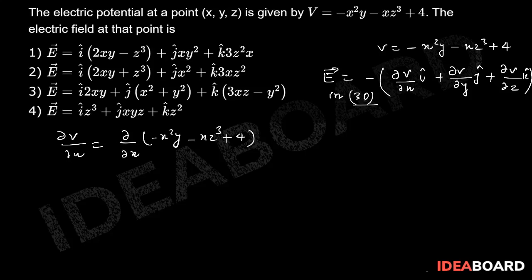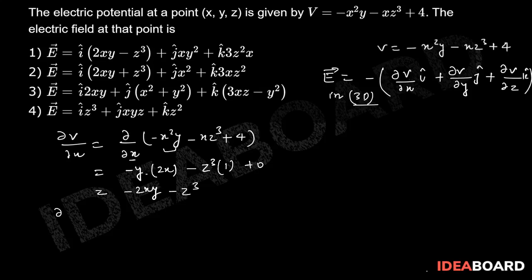So this represents partial differentiation, right? If you use the partial derivative with respect to x, then apart from x, everything will be treated as a constant. That means y will be constant, so -y will be outside, and x² will give you 2x. Now -z³ will be constant, x will give you 1, and obviously 4 will be 0. So this is -2xy - z³, right?